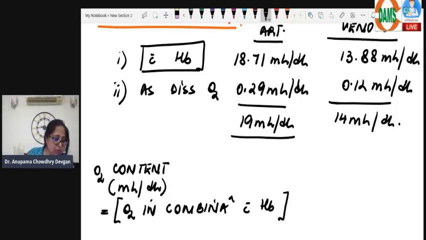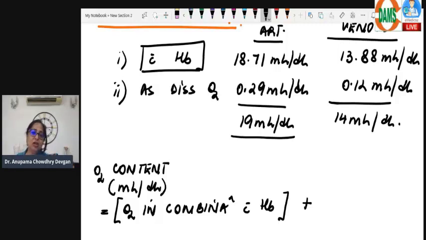Oxygen in combination with hemoglobin? Abhi, Alice Jackson, patience, just give me a little time. I'll explain it to you. Just a little patience. I know what the doubts are which are going on in your head.